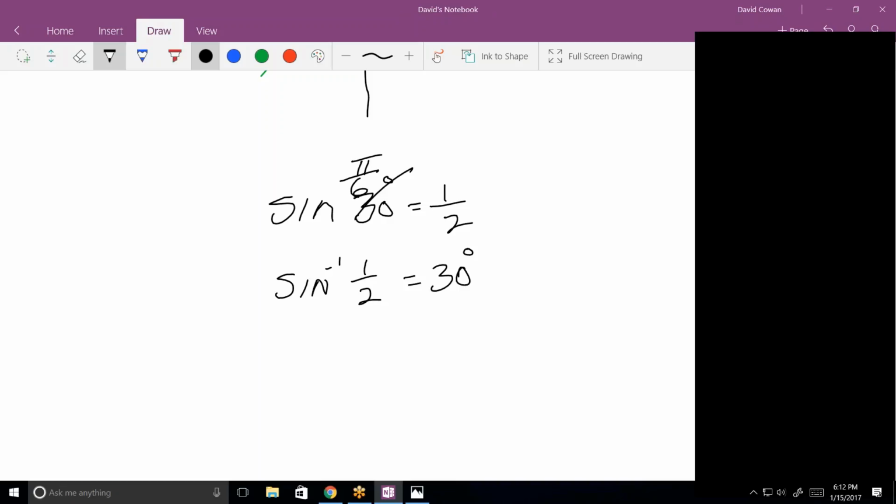In other words, I can write it like this also. And it's still, you're taking trig functions of angles to come up with ratios.